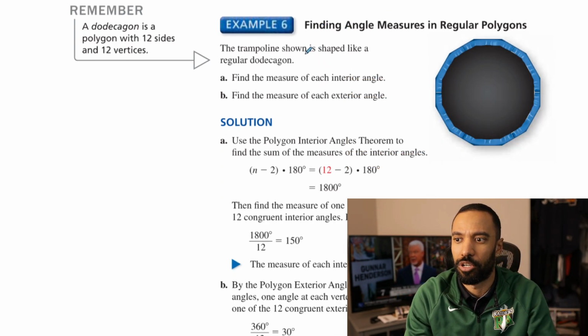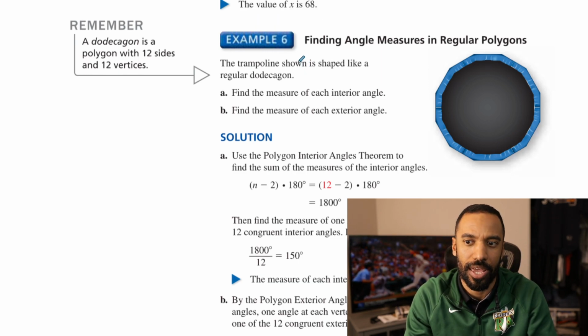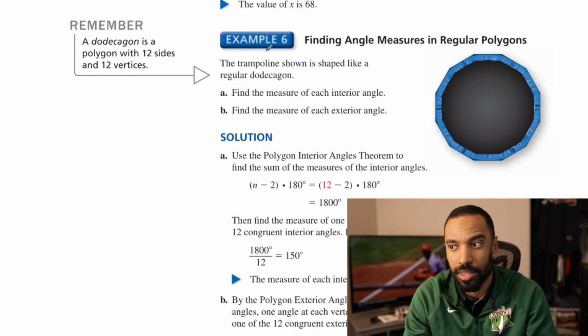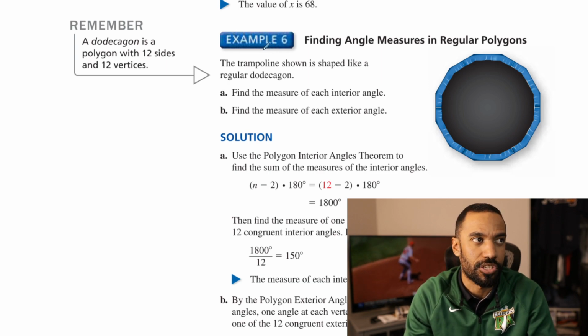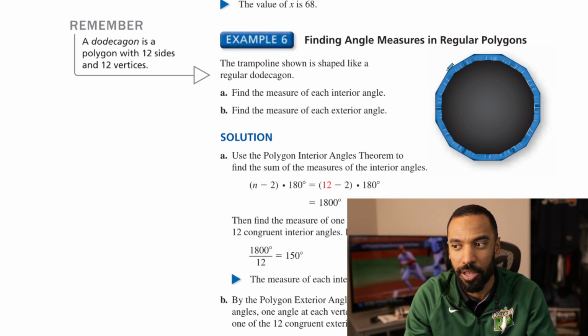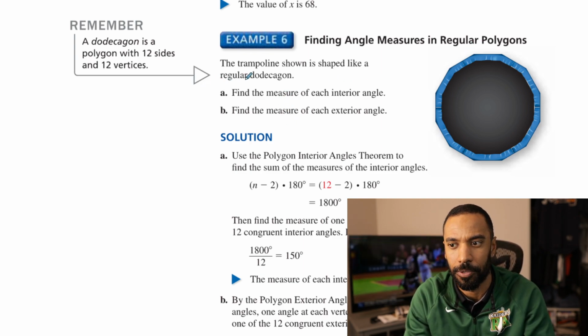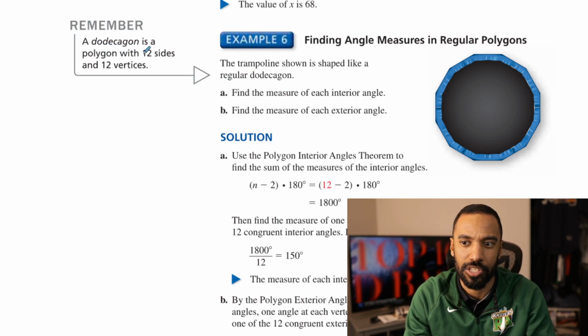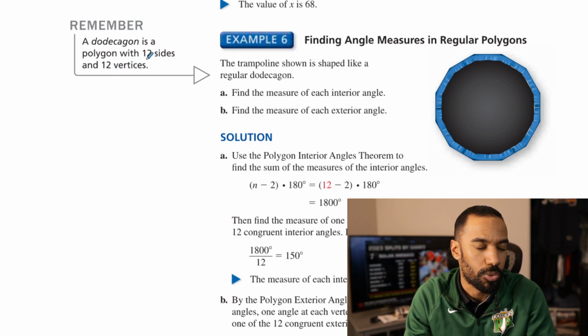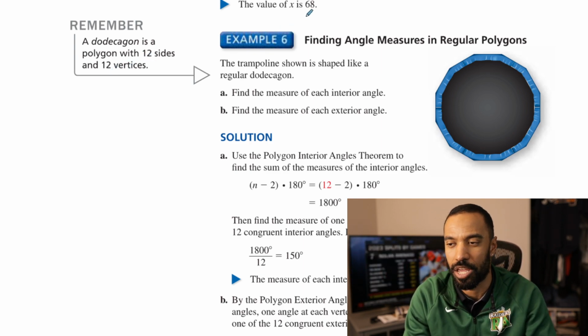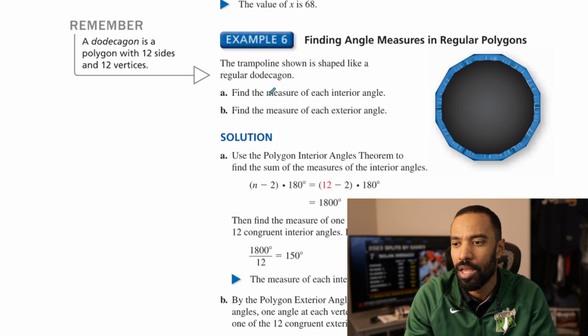Finding angle measures in regular polygons. You can actually find individual angle measures here because they're all the same. So if you find the sum of that specific polygon, divide by the number of sides or angles that there are. That's what they're going to tell you to do. Now, a dodecagon is a polygon with 12 sides. A decagon is a 10-sided shape. A dodecagon is a 12-sided shape. Find the measure of each interior angle and exterior angle.